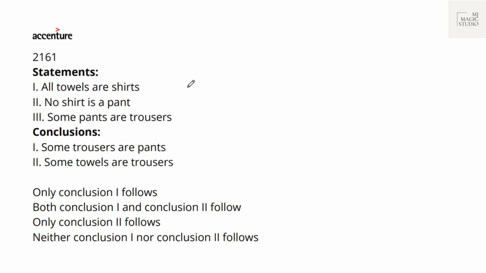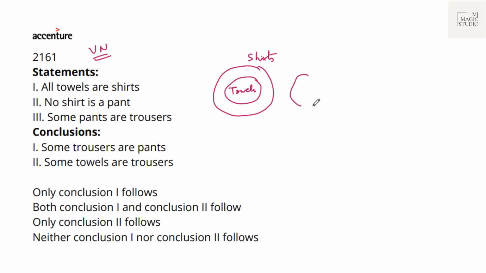Okay, let's try one more on deductive logic, and as said, we will try to make a Venn diagram. In the previous question, I built two Venn diagrams. Only one Venn diagram is also enough to understand which one follows or not. All towels are shirts. These are towels, and all towels are shirts. No shirt is a pant. That means this pant will be away from the shirt. Some pants are trousers. We can have one more set where trousers and shirts are also matching with each other. One Venn diagram is fair enough to find the conclusions.